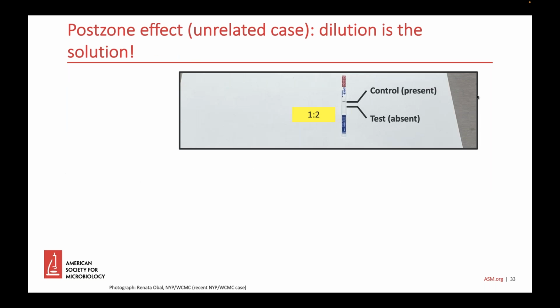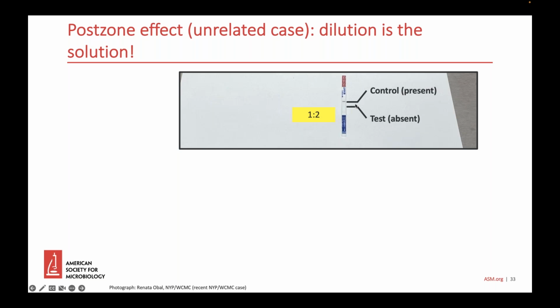So what about that post-zone effect? And we'll talk about post-zone in a second. So again, this is a real-world example that we had in our lab. And I want to acknowledge Renato Abdel, who took these pictures for me. So here we have the initial test. It's a 1:2 dilution of the CSF specimen. It's the lateral flow immunoassay. We've got a control line that has to be present in order to render the test valid. And then we have where a test line would develop if it was positive. And we don't see that test line there.